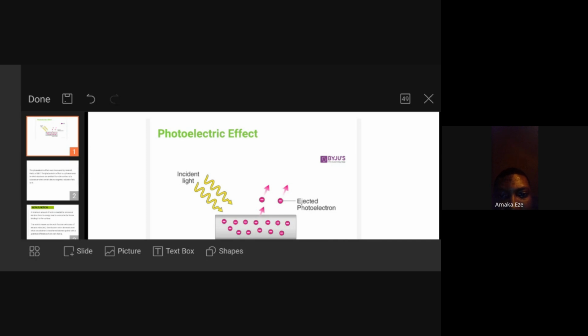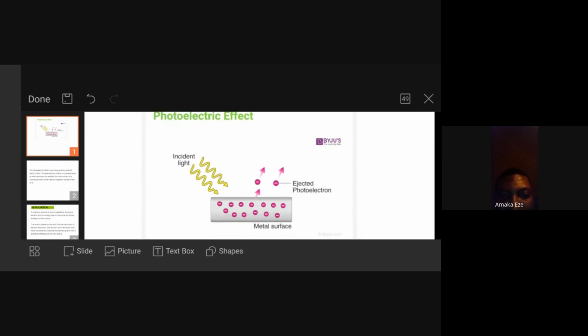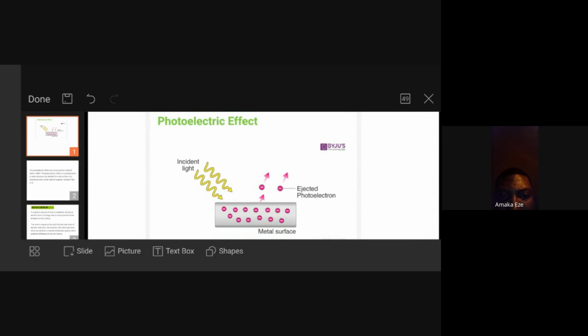Have you heard of photoelectric effects, both of you? Let me start with you. Okay, you've not. What about you, Christine? No, okay. All right. Now, look at this diagram. What can you really tell about the diagram? I found the diagram online. I picked it because it explains what I want to do for the class. So what can you say about this diagram?